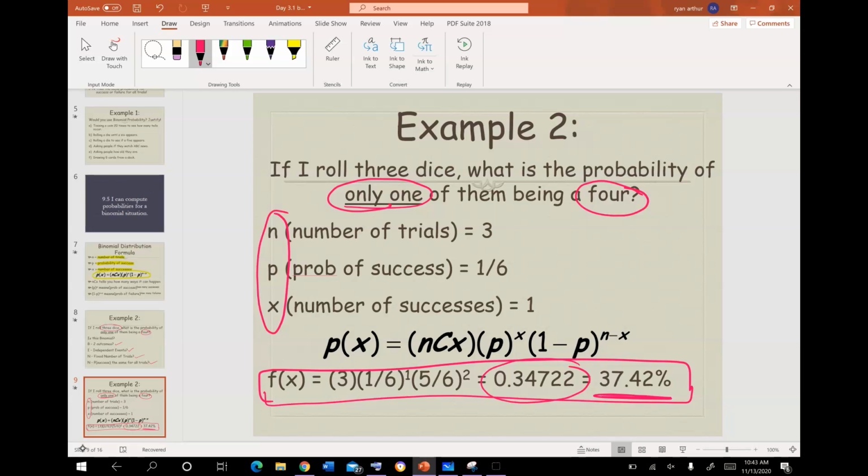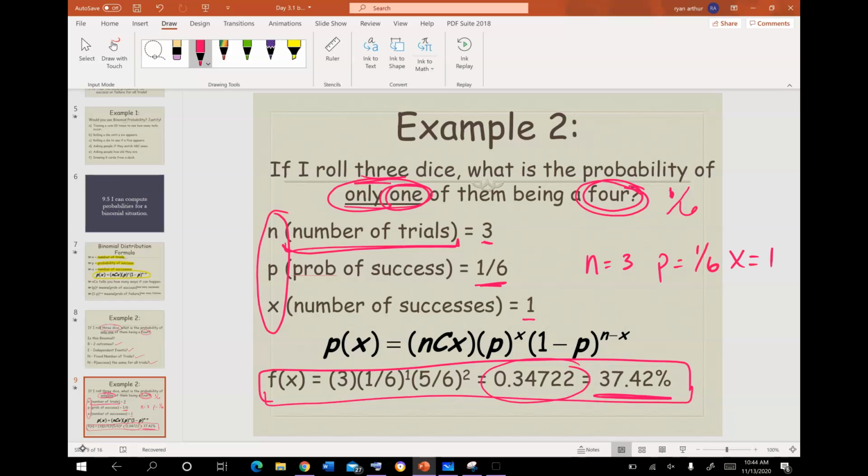okay? You have to know those so you can put them into Desmos, okay? N is the number of trials. Well, we're talking about rolling 3 dice, so that's where the 3 comes from. Probability of success. You do need to know how to find the probability. Well, a 4, how many 4s are on a dice? 1. Out of how many total numbers are on a dice? 6. So that's where the 1/6 comes from. Number of successes. How many of those dice do I want them to be a 4? Well, I only want 1 to be a 4. That's where the 1 comes from. So my N is 3, my P is 1/6, and my X is 1.